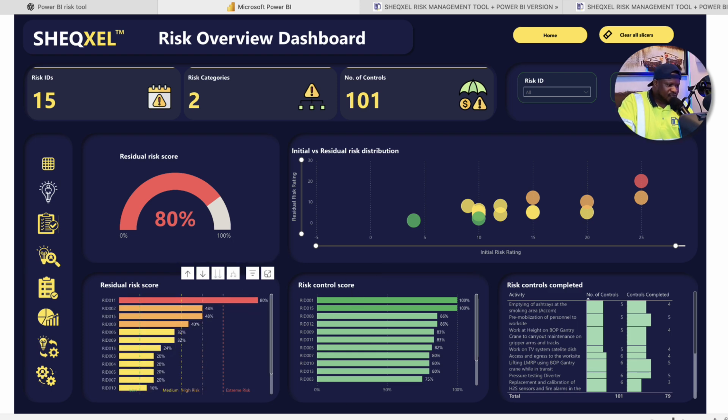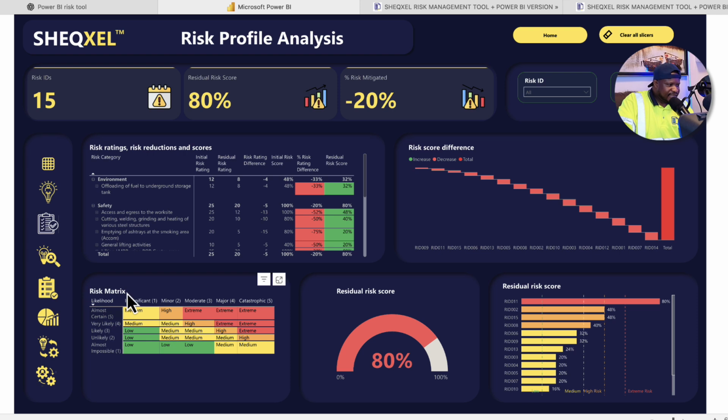Okay, so let's move on to the next. And that is basically the risk profile analysis. We want to understand the various activities, the risk categories, what's the initial rating, the residual rating, the difference, the initial score, what is the percentage rating difference, that is the percentage risk reduction, and then what is the residual risk score, basically. So this is dynamic.